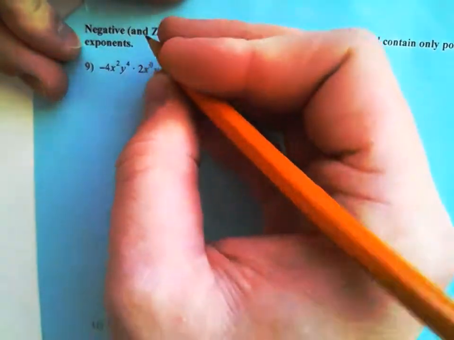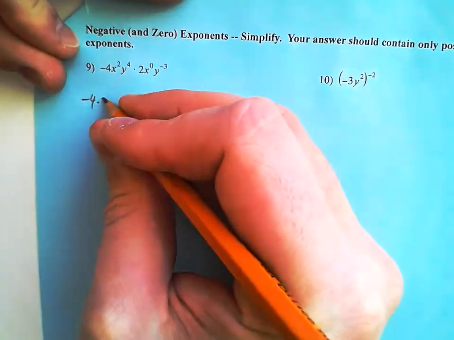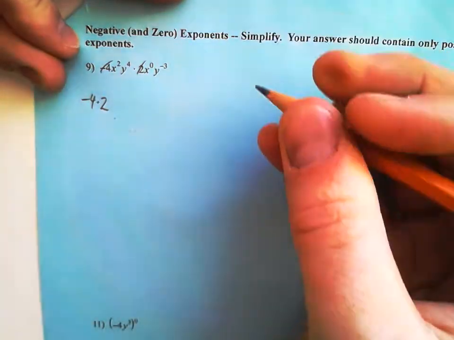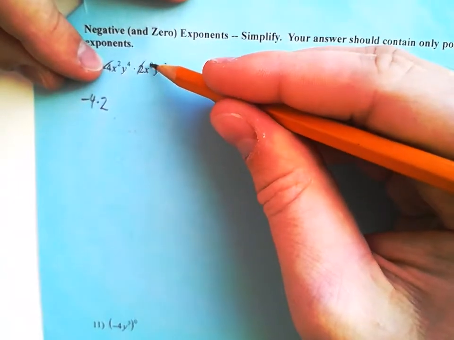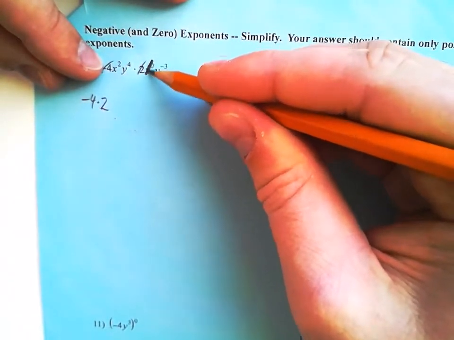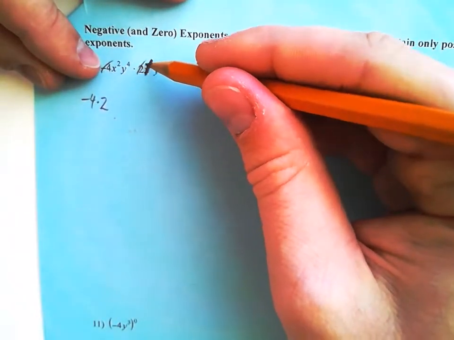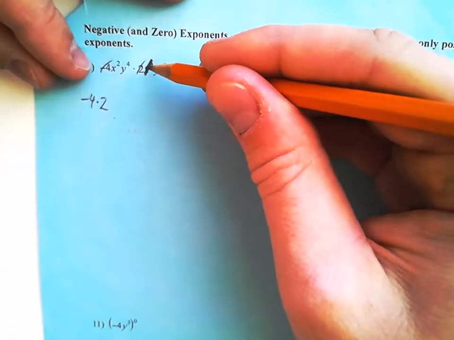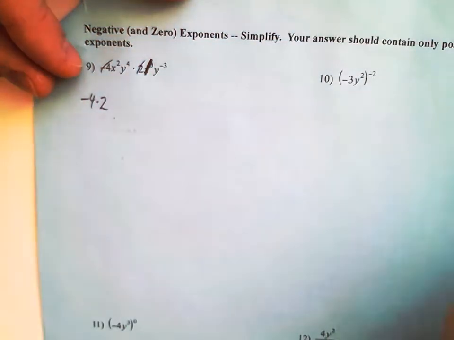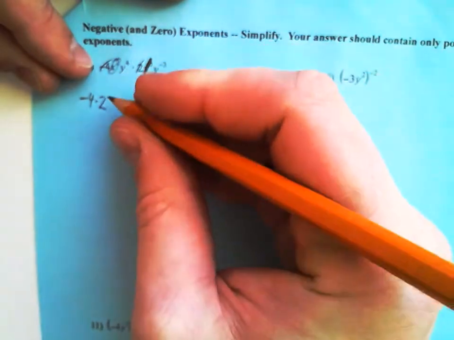Okay, so on number 9 now. Let's reorder this. Negative 4 times 2. I'll just cross these off as I go. x to the 0, that's 1. x to the 0 equals 1. So that's 2 times 1, which is 2. So that x to the 0 just adds a times 1, which doesn't change anything. So the only x that's really there is x squared.